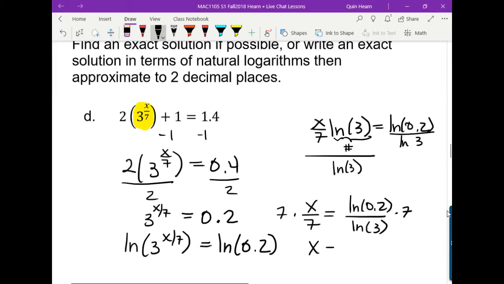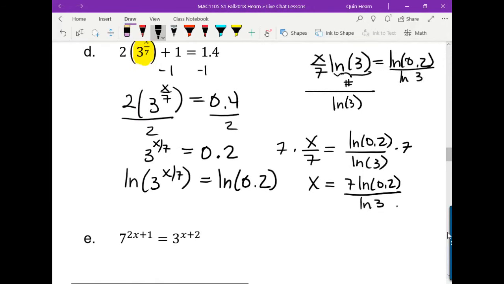So that's going to give us x equals, anytime you multiply a whole number times a fraction, the whole number is going to go into the numerator, the top. So we have 7 times the natural log of 0.2 over the natural log of 3. This is your exact solution.